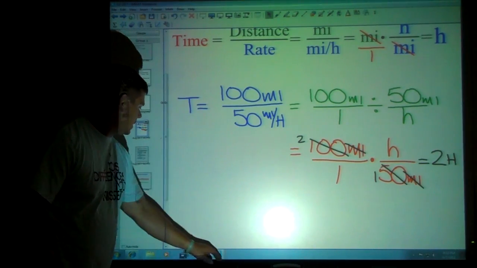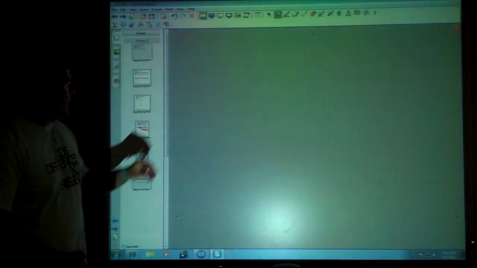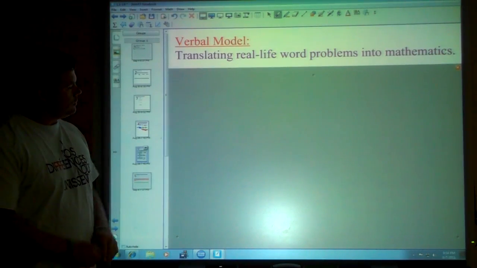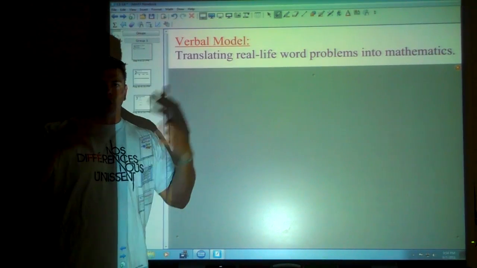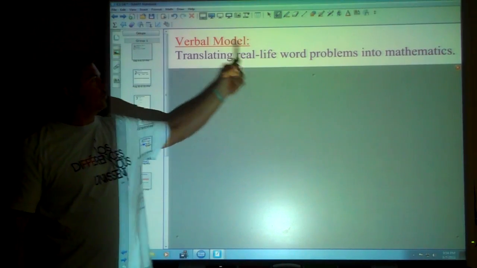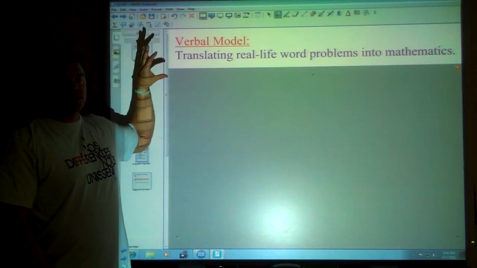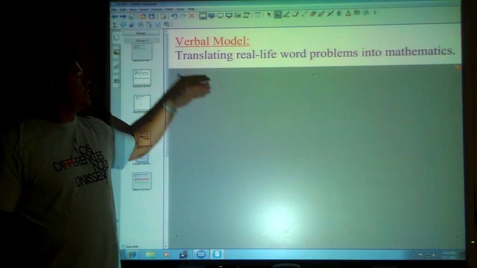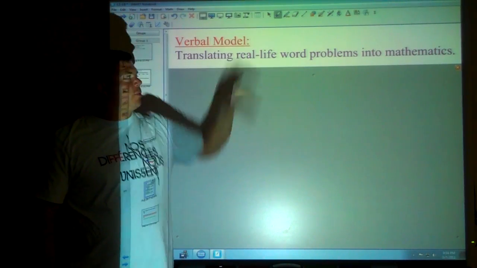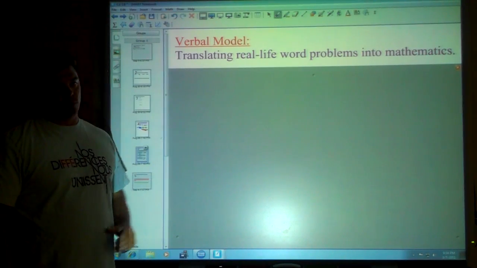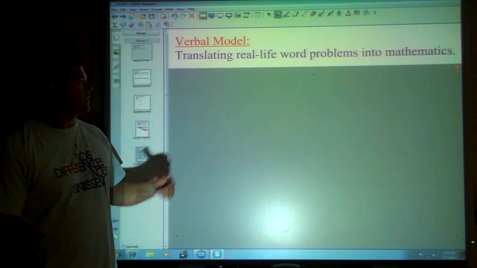So it works. Alright? A little bit about our problem-solving strategies here. We got a verbal model. Anytime we take a verbal model, verbal are words, we're translating real-life word problems into mathematics. If I had to pinpoint something that was very difficult for a lot of students, I would say translating real-life word problems into math pretty much sums it up. You got to really be careful with this. This is something that requires a lot of practice.